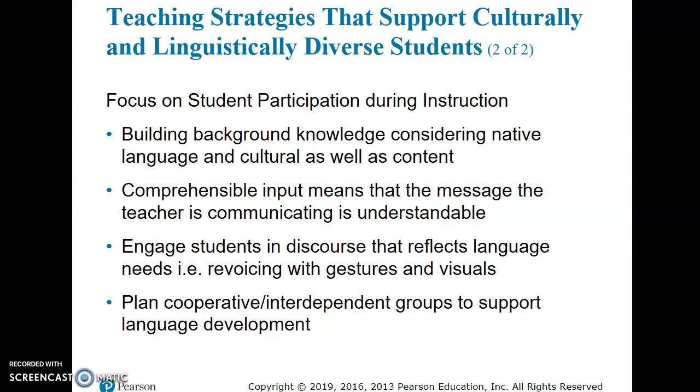The use of cooperative groups is a valuable way to support ELs. Group work provides an opportunity for students to use their language. When grouping, make sure you place all Spanish-speaking students with Spanish-speaking students, English with English, ELs with ELs. Makes them feel more comfortable and not being left out.